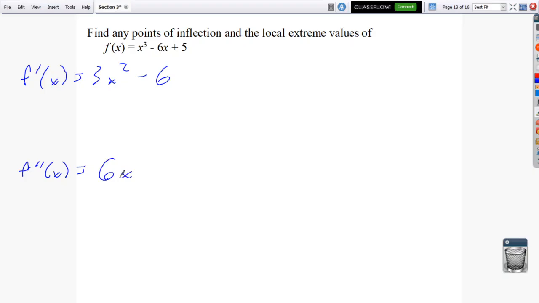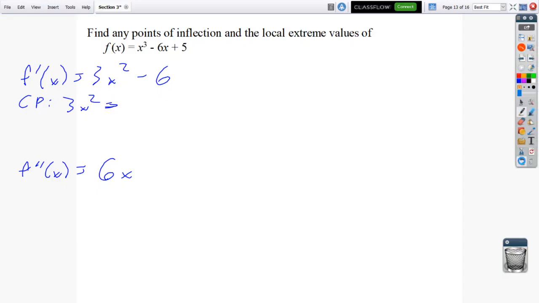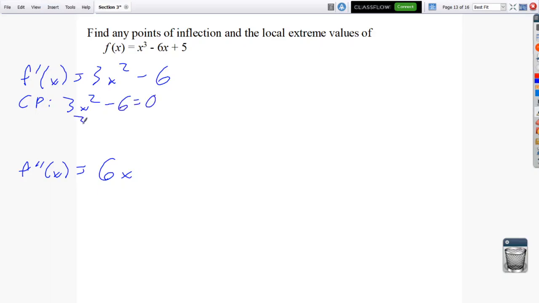Now again, I see that I have local extreme values, so I know I'm going to have to find my critical points. My critical points are where the first derivative, 3x squared minus 6, is equal to 0. I forgot that minus 6. So I'm going to have 3x squared equals 6, so x squared is equal to 2. I've got 2 critical points: plus or minus square root of 2.